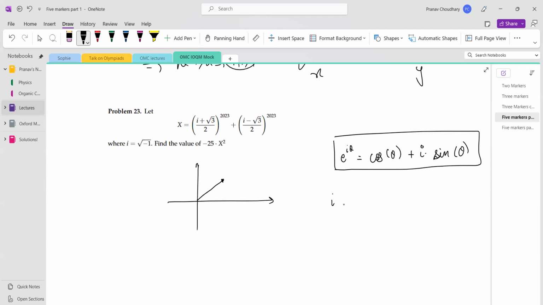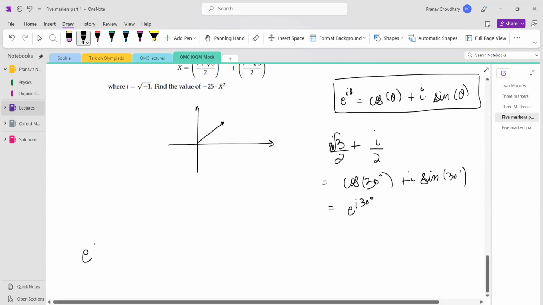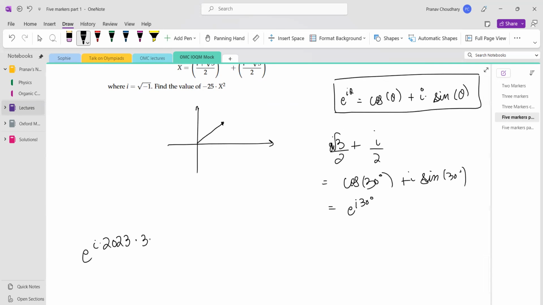So this number root 3 by 2 plus i by 2 can be written as cosine 30 plus i sine 30 degrees, which is e to the power i times 30 degrees. So now raising it to the power 2023 becomes e to the power i times 2023 times 30 degrees. Correct?